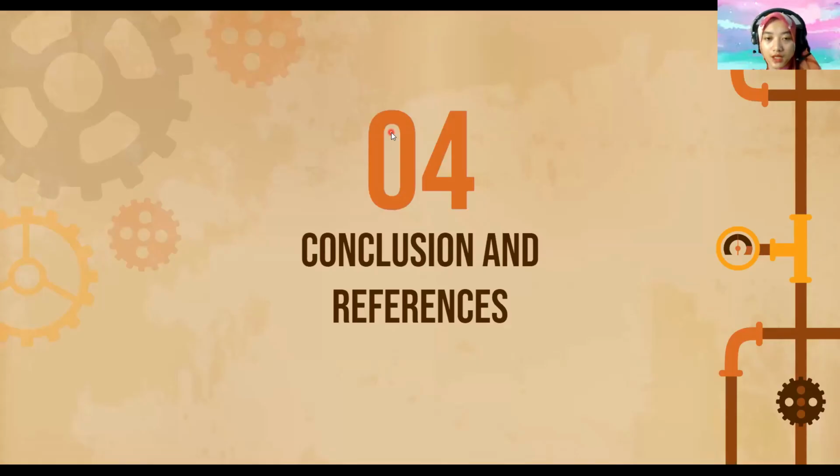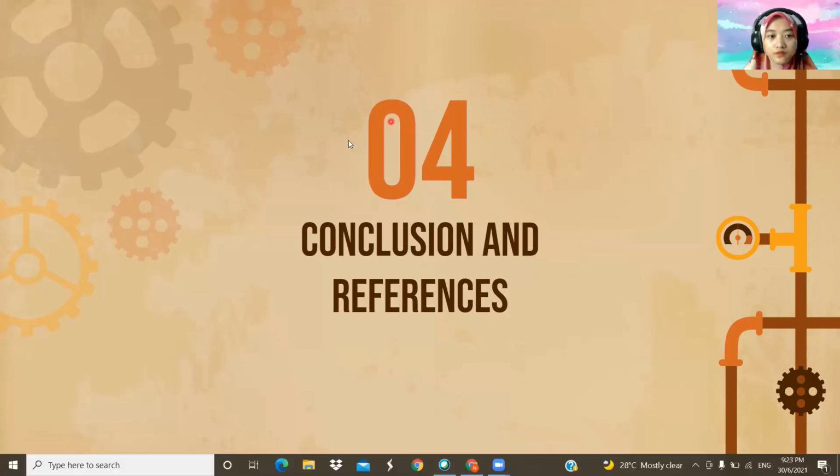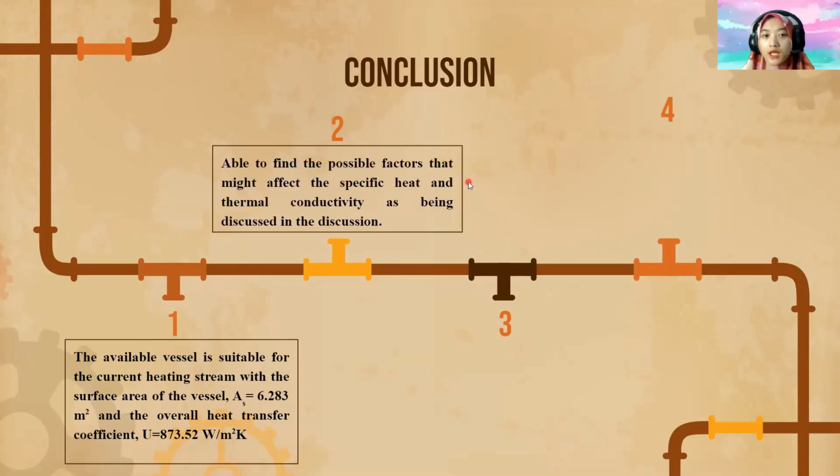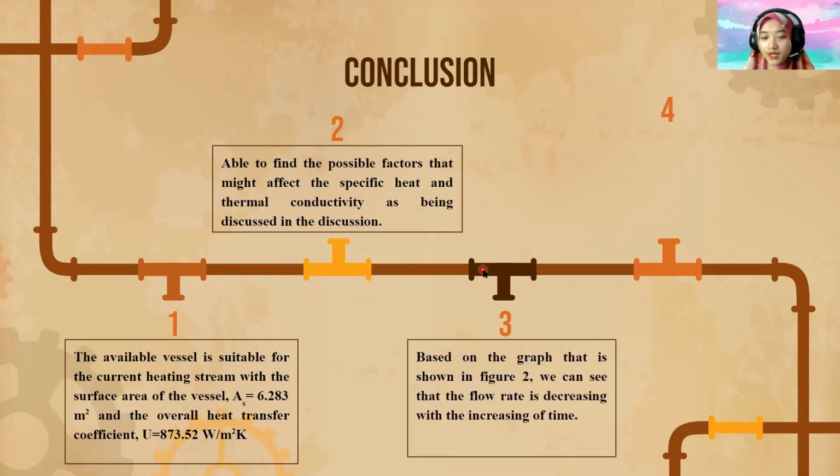So I will continue with the last part of our presentation, which is the conclusion and references. So firstly, we can conclude that the available vessel is suitable for the current heating stream, with the surface area of both vessels being 6.283 meters square and the overall heat transfer coefficient being 873.52. Next, we are able to find the possible factors that might affect the specific heat and thermal conductivity, as discussed in the discussion. Next, based on the graph shown in figure 2, we can see that the flow rate is decreasing with the increasing of time.